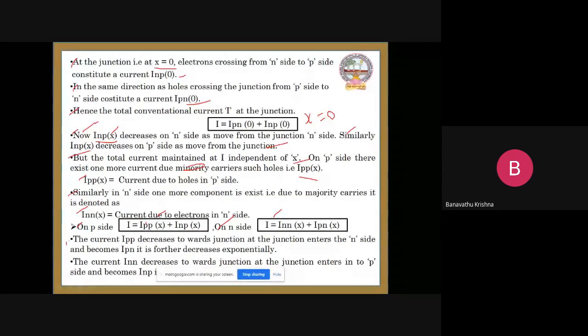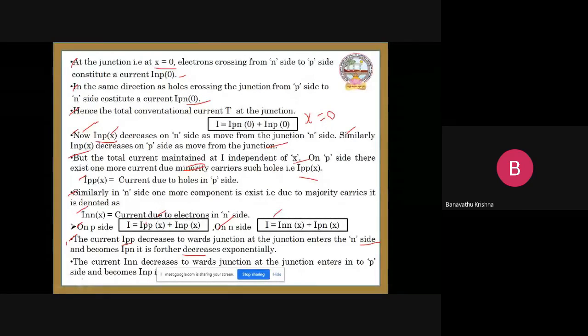Let us see here. The current I_P decreases towards the junction. At the junction it enters the N side and becomes I_P N. It further decreases exponentially. Why? Because as the distance increases, the I_P N decreases. This I_P changes to I_P N when it enters the N side, nothing but minority charge carriers in the N side. Here are the majority charge carriers on the P side.